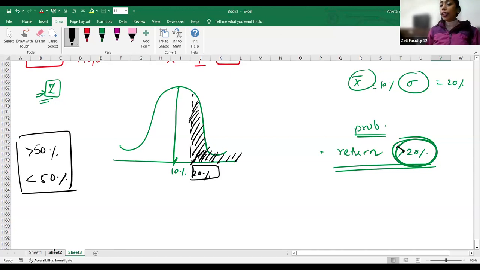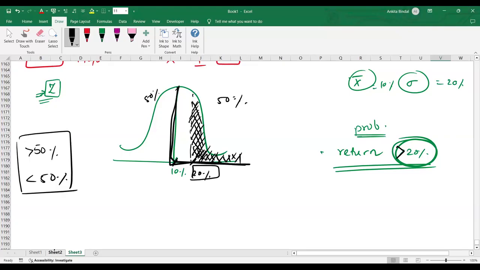Probability of return greater than 20. Just look at the shaded area. Where is it lying? This mean divides the whole distribution into 2 parts, so it is 50% each. So from here to here, this total probability is 50%. So for the shaded area, would the probability be greater or less than 50%? It will be less than 50%.